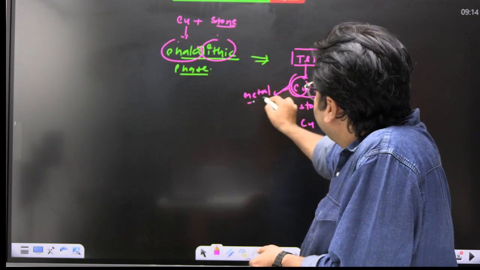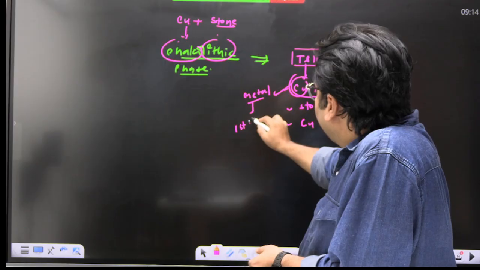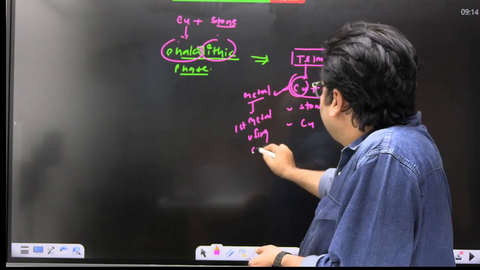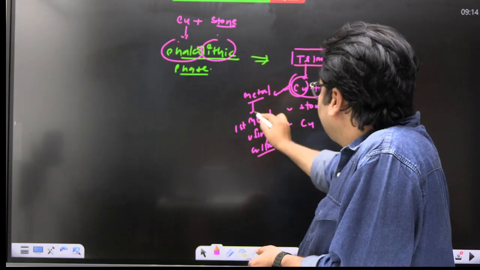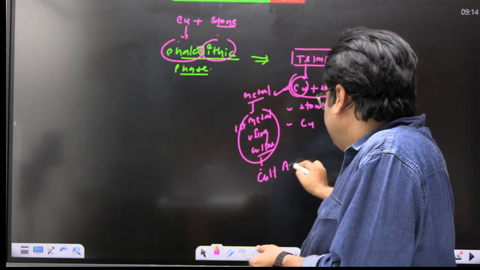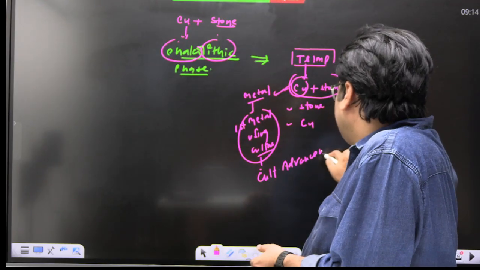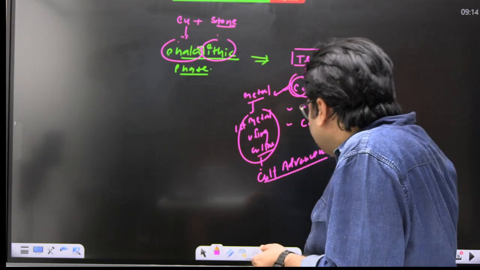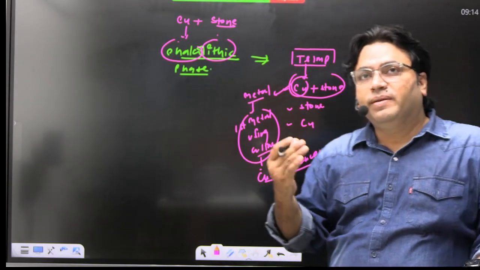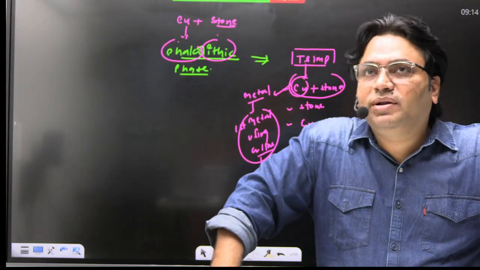So this is the first metal using culture. The people are using copper, so this is a metal using culture. Is this cultural advancement or not? Do you consider it as a cultural advancement? Yes. Previously the people were using stone as the material for their tools and implements.